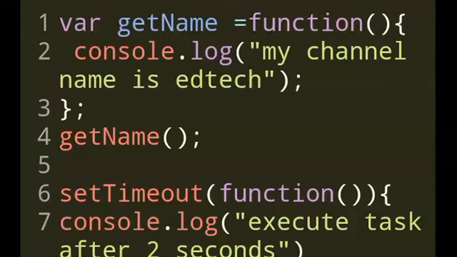So you can see, setTimeout function, the argument function, then close the argument here, right? That's why you have the extra parenthesis at the end. Then console.log execute task after 2 seconds. Now here I write a comma and then write 2000, because I've written here 2 seconds, right? You know the basic maths.